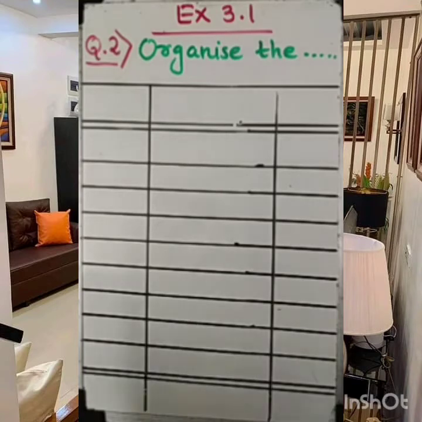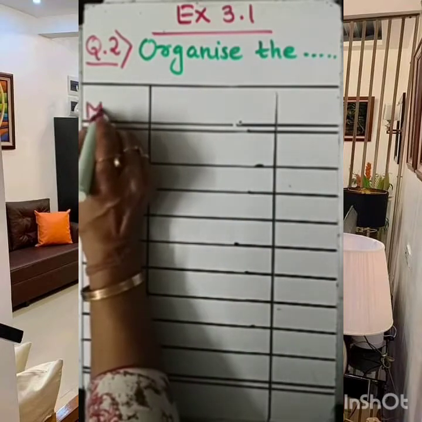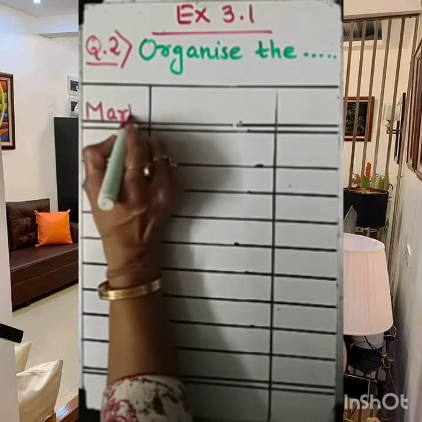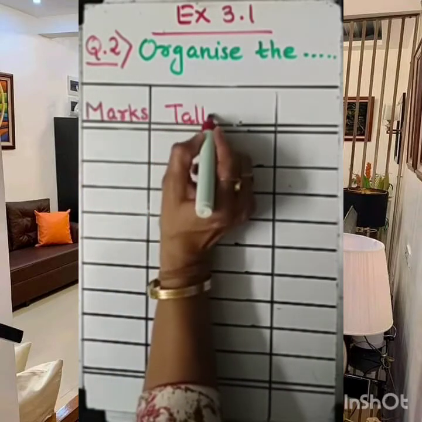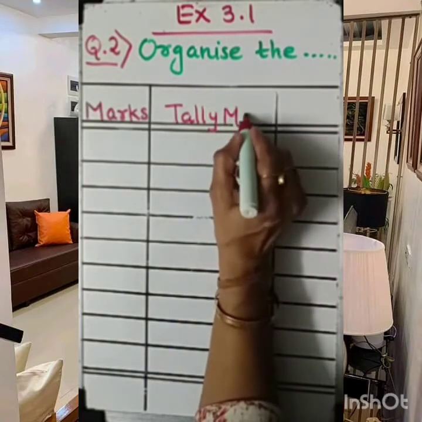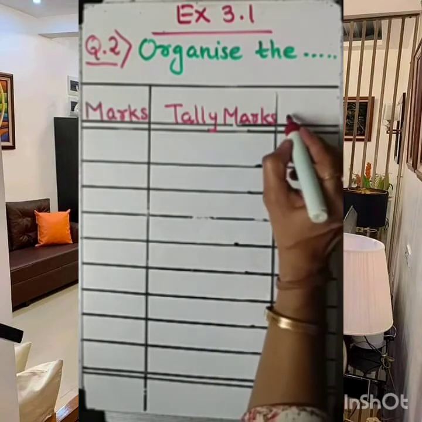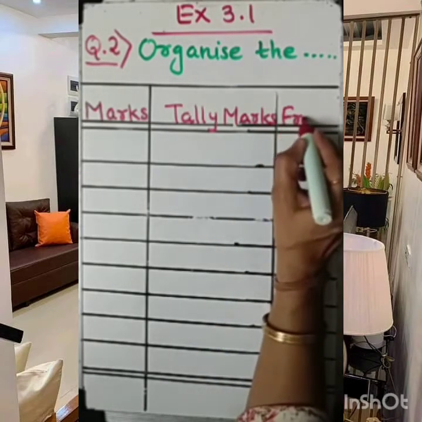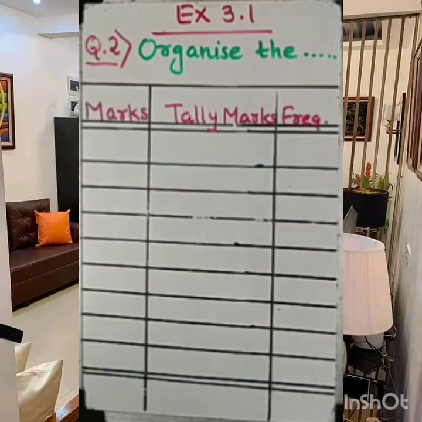Dear student, you can see here 3 columns are given. So let's write. The first column is showing the marks. Clear? The second column is for tally marks. We need to mention tally marks over here. And the third column, that is for frequency. The spelling of frequency, FREQUENCY. Clear?